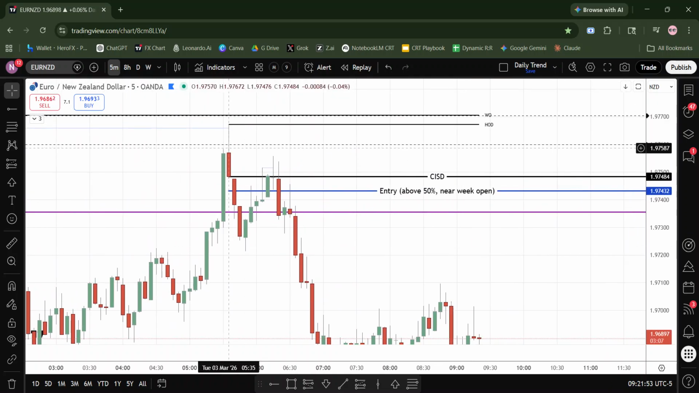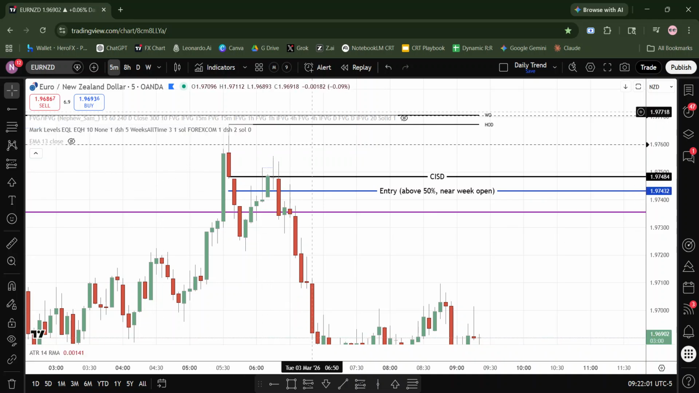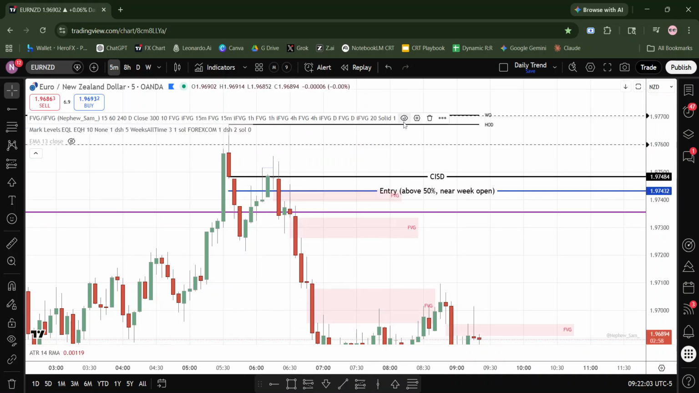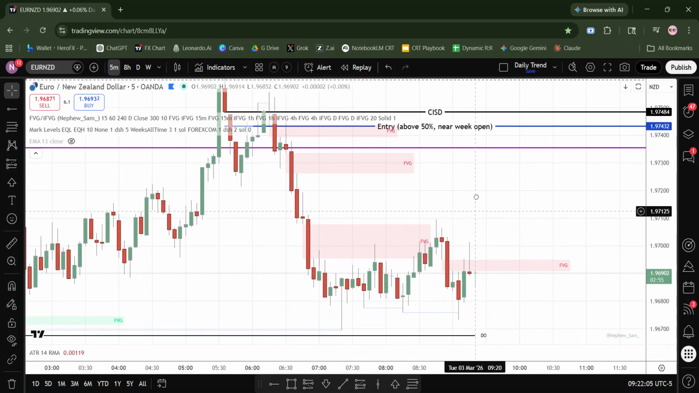Okay, high of the day was right here. Change the state of delivery after price closed below the candle that made the high of the day. So I took a couple entries here and then price went down. Remember, the main thing I like to see as well are fair value gaps in my direction. So you see that those gaps are forming and holding.